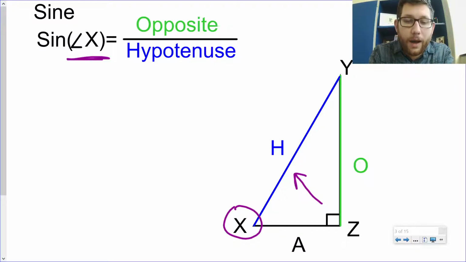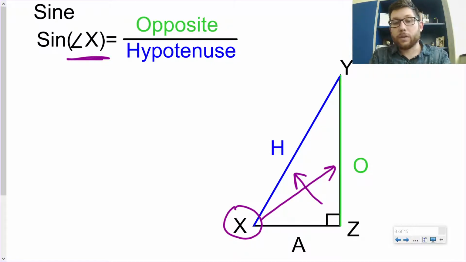So which side is opposite that angle? It's that one, the one we labeled O. And then there's the A side down here. The A side is next to the angle, but not the hypotenuse. But if you get your H and your O in the right spot, then the A is going to fall exactly where you need it to. So H, O, and A. All right, so sine is a ratio of the sides of a triangle where it takes the opposite side over the hypotenuse side.